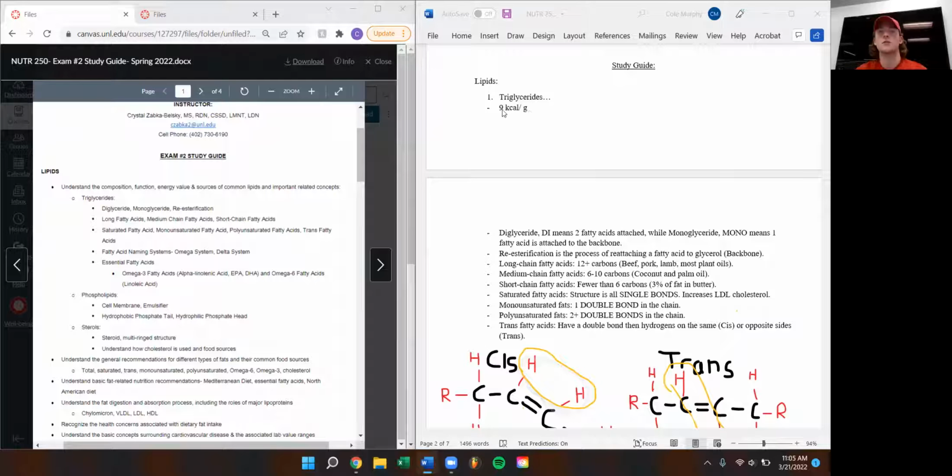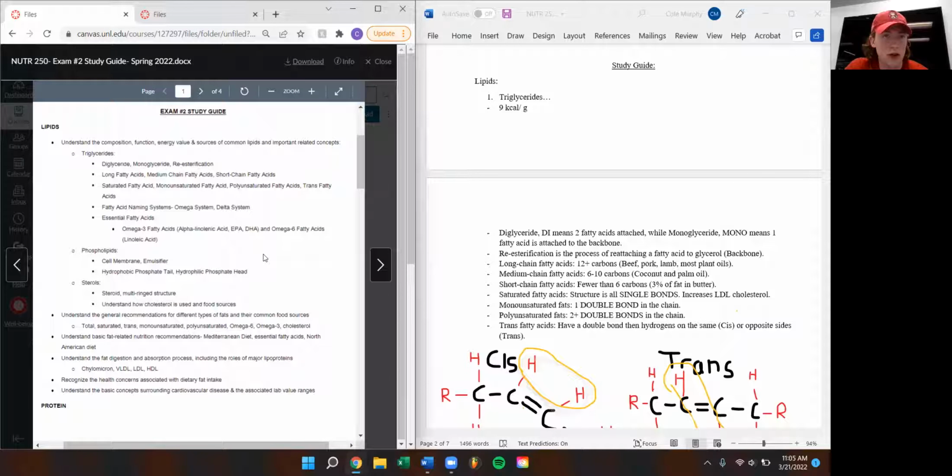So first thing is going to be the energy value. I think this was in your last exam, talking about how many kcal per gram for each of the macronutrients. So protein is 4, carbs is 4, fat is 9. So that's kind of a review there.